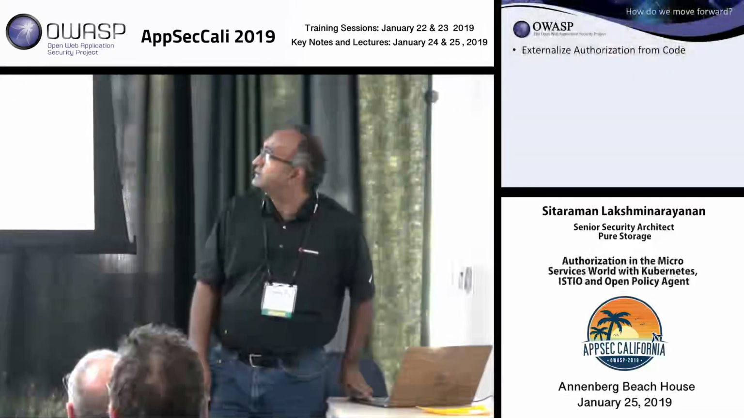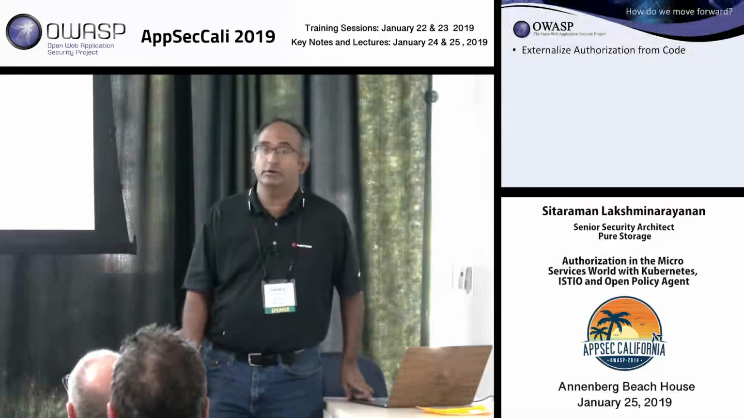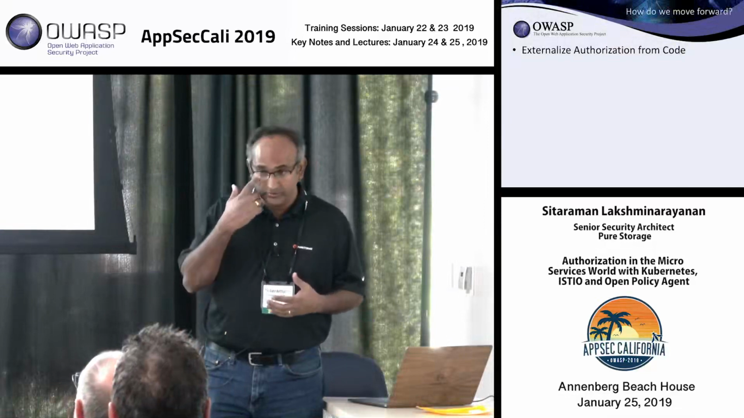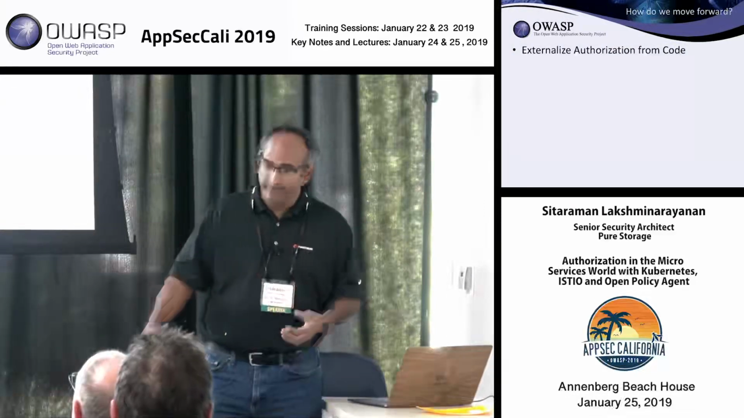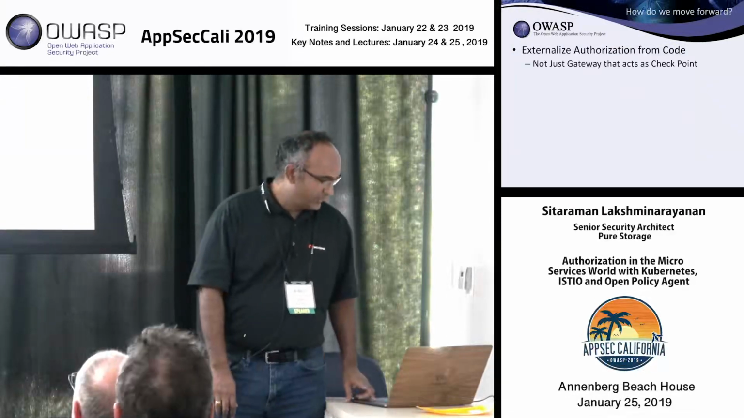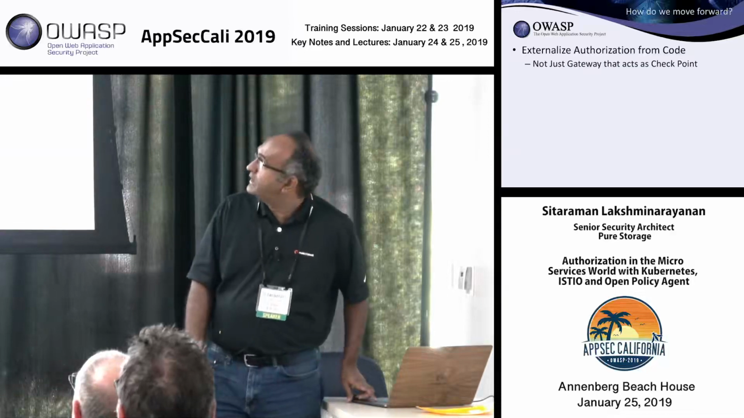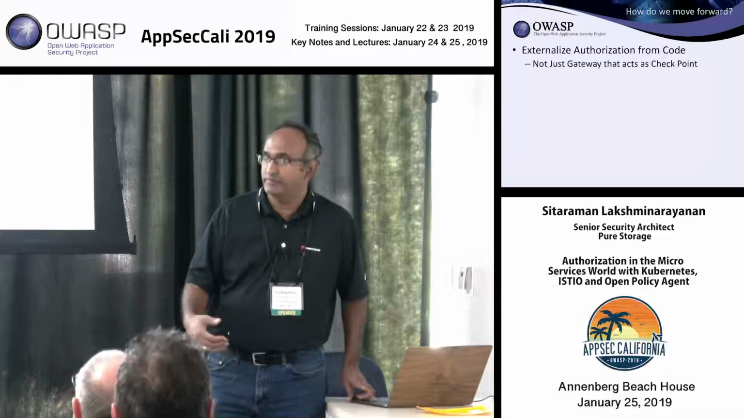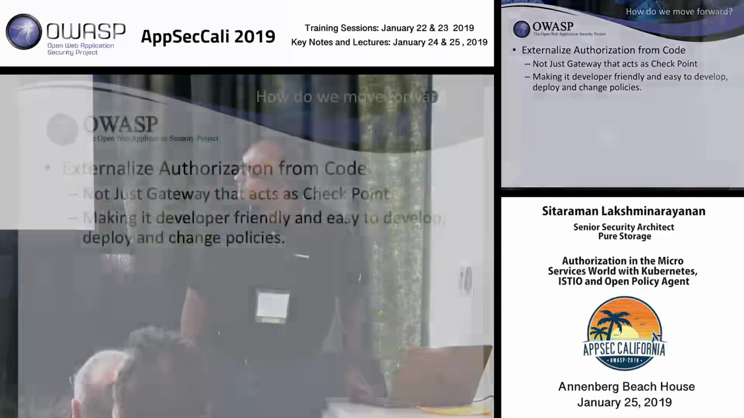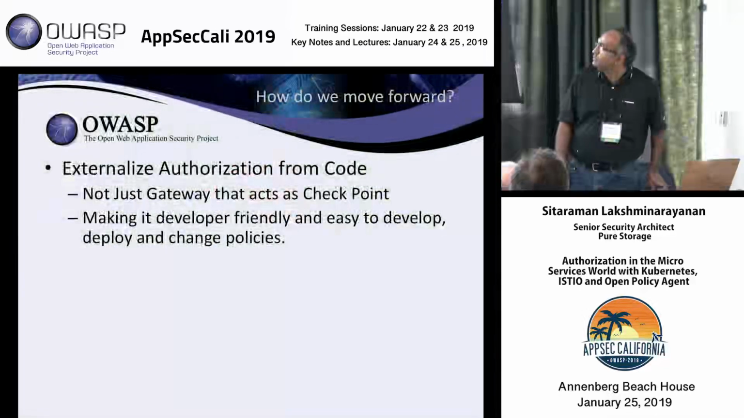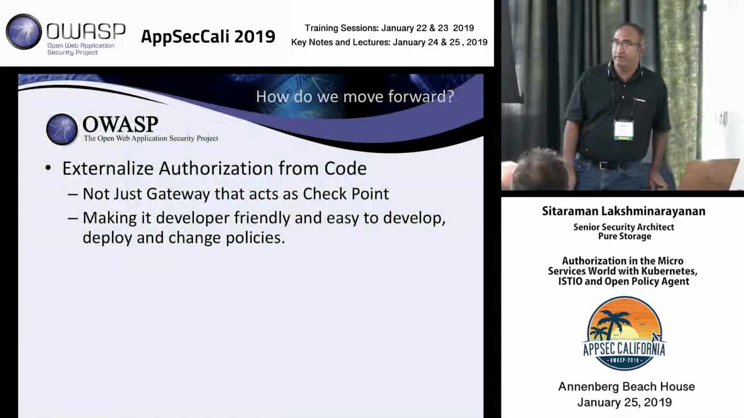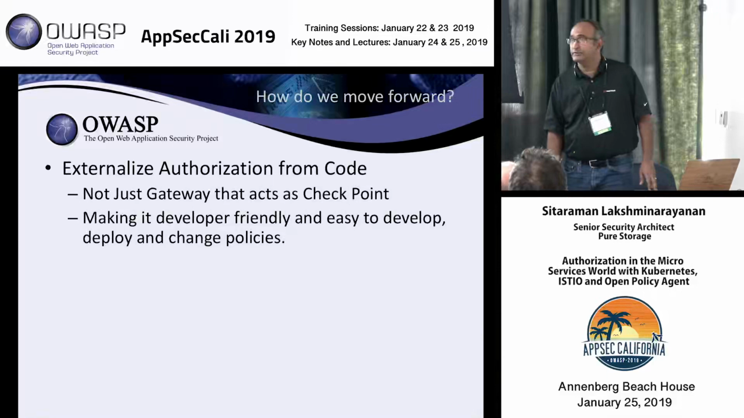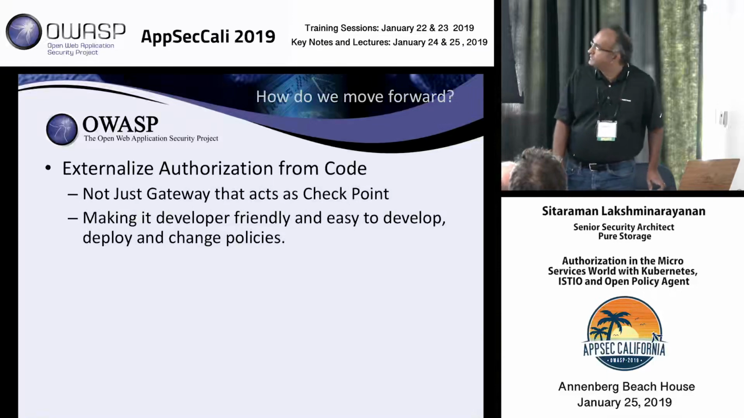The concept is basically about externalizing authorization. Externalizing authorization means your code does what the business logic is supposed to do, and it talks to an external endpoint to ask what is allowed. So it's not just about the gateway. Remember we talked about the gateway being one version of externalizing the authorization decision. But what we want is to make it developer friendly. As developers build applications, they want to deploy faster with the CI/CD process. We want to evolve security in the same direction.